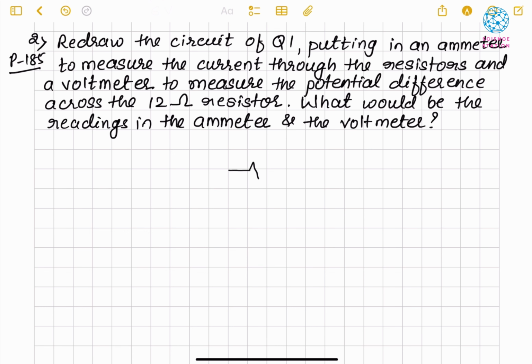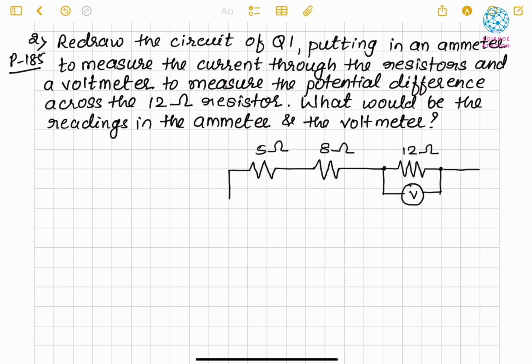So if I draw the diagram again, so these are the 3 resistors and I have to attach a voltmeter in parallel with the 12 ohm resistor. So this is my voltmeter attached in parallel with the 12 ohm resistor. This is 8 ohm, this is 5 ohm, and one ammeter they have told, so I am attaching the ammeter here.